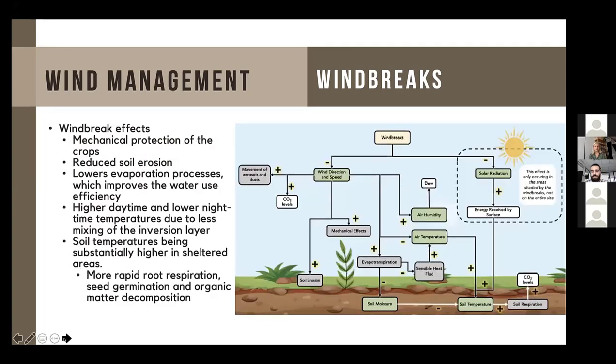And yeah, we also have this schematic diagram here that shows how everything is connected. So it's mechanical protection of the crops. It reduces soil erosion. It lowers the evaporation processes, which improves water use efficiency. It's higher daytime and lower nighttime temperatures because you're removing that cooling effect of the wind, or at least partially removing it.